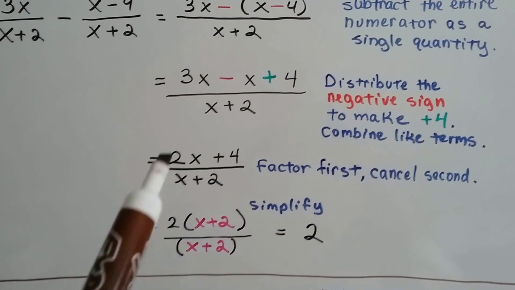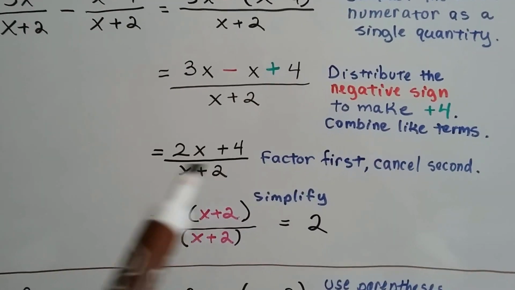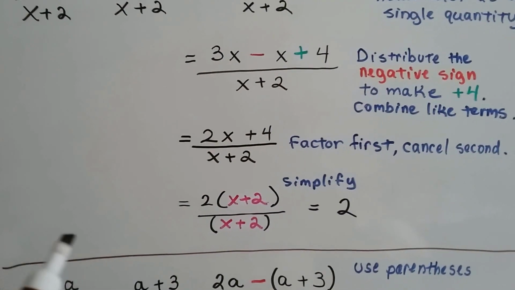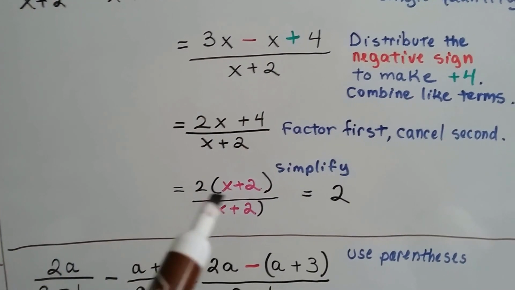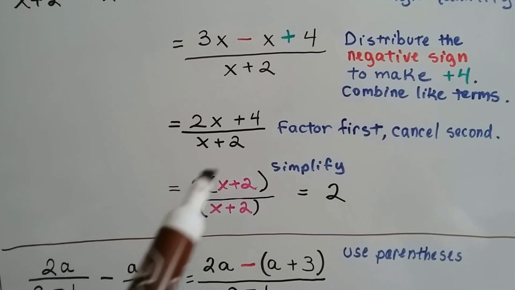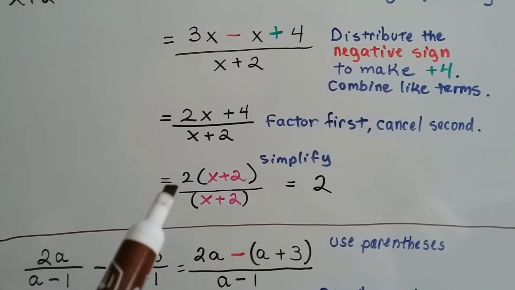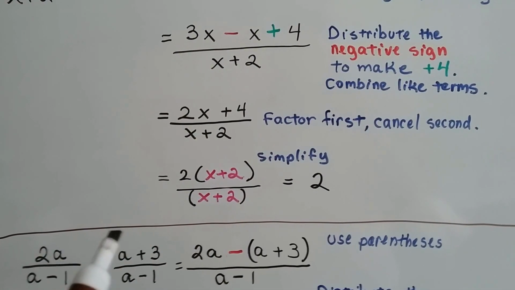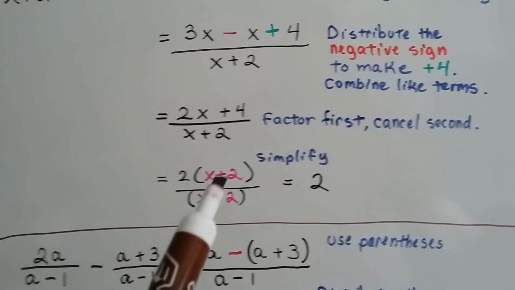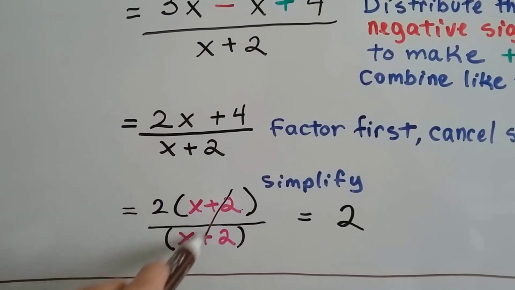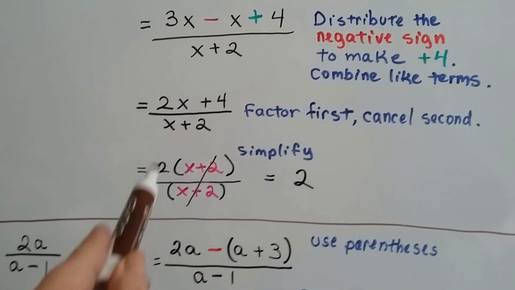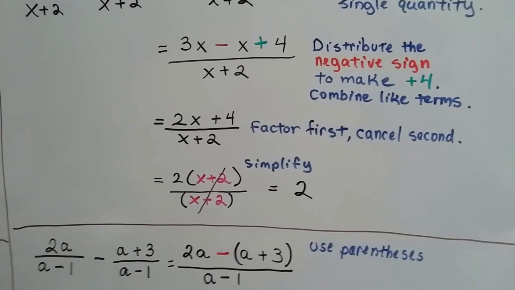Now we can factor this. We have to factor it first before we can cancel out. So 2x plus 4 becomes 2 times x plus 2. See? 2x and 2 times 2 is 4. It's the same thing. So now we've got 2 times x plus 2 over x plus 2. We can cancel these out, and when it's simplified, we end up with just 2 over 1, which is 2. See?